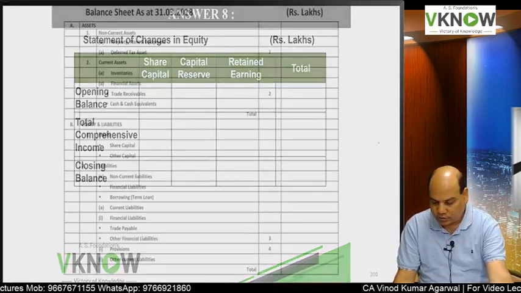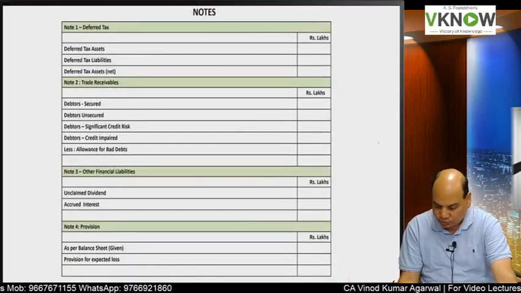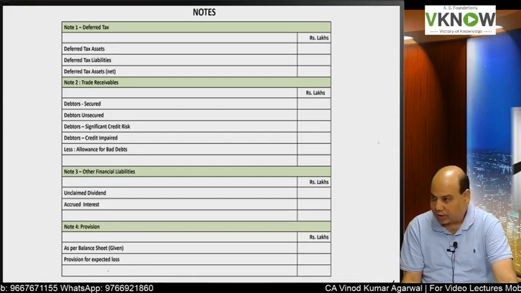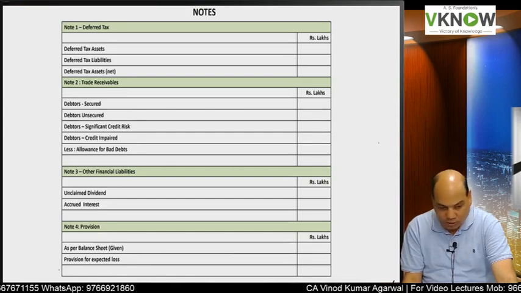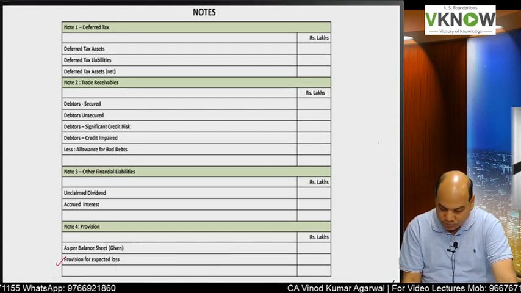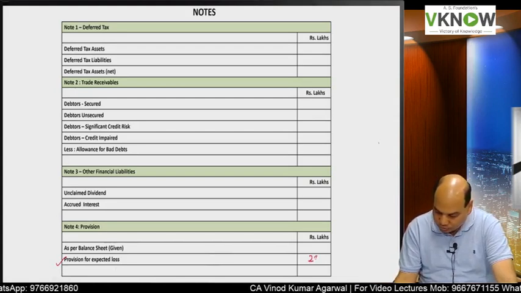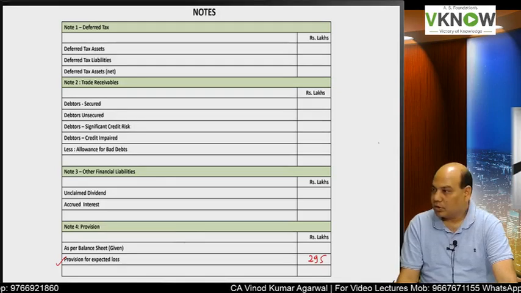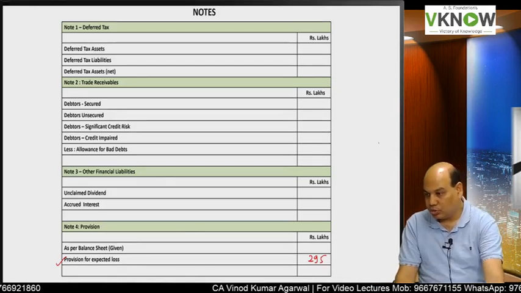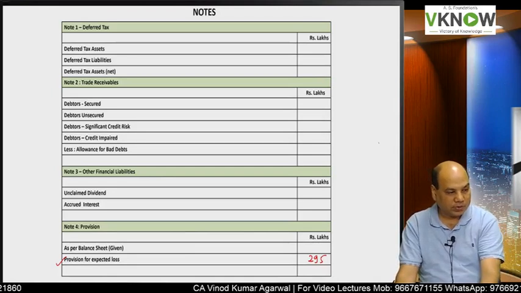Note number 4. Yes, I have prepared a note. Maximum note you have to write, keeping in mind the time constraint. So write in this line, provision for expected loss will be 295. In the exam, try to write notes, but keeping in mind the time constraint.